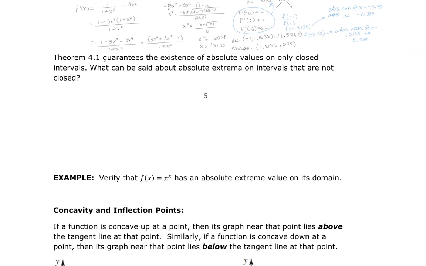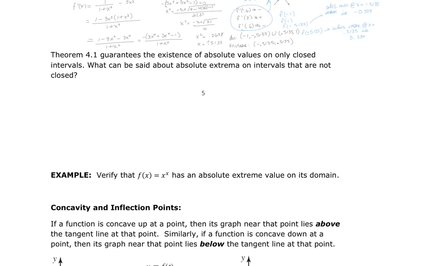Okay, 4.1 guarantees the existence of absolute values on only closed intervals. Can that be said about absolute extrema on intervals that are not closed? Think about that one and we can discuss it in class.